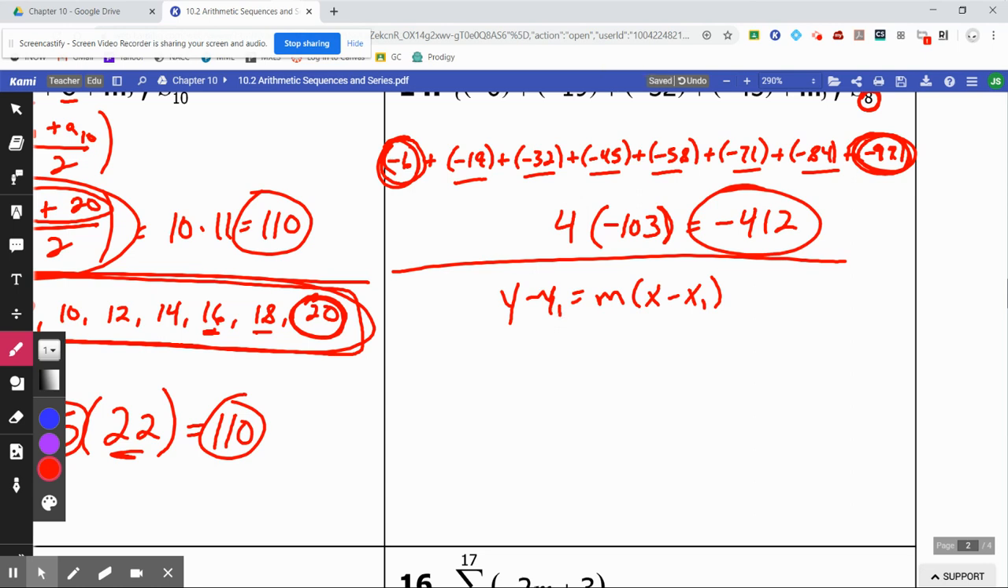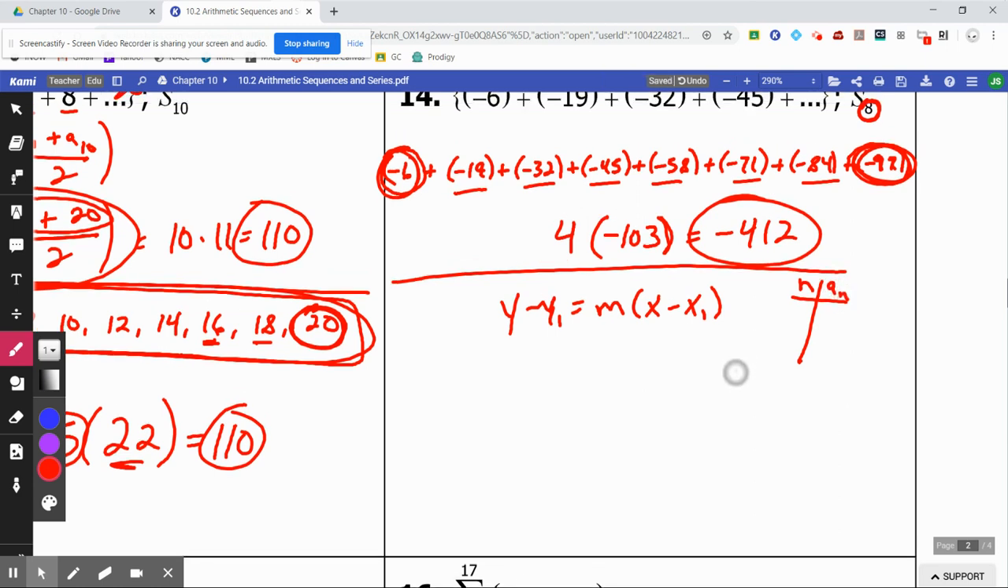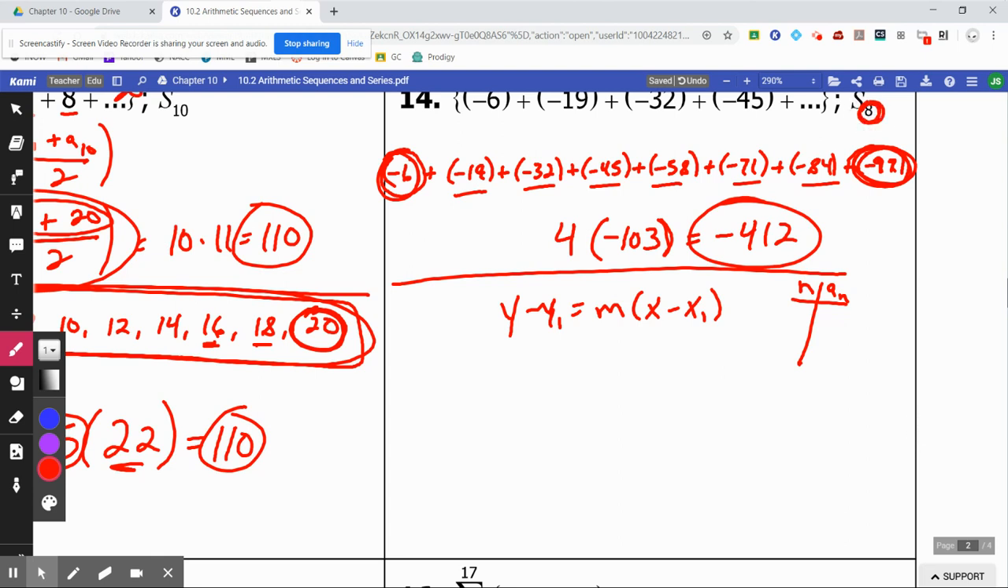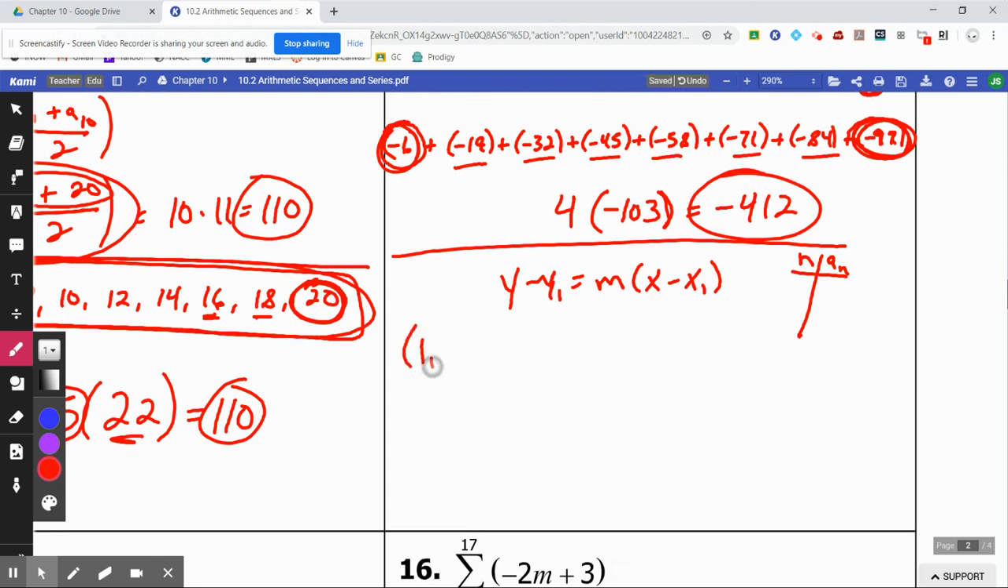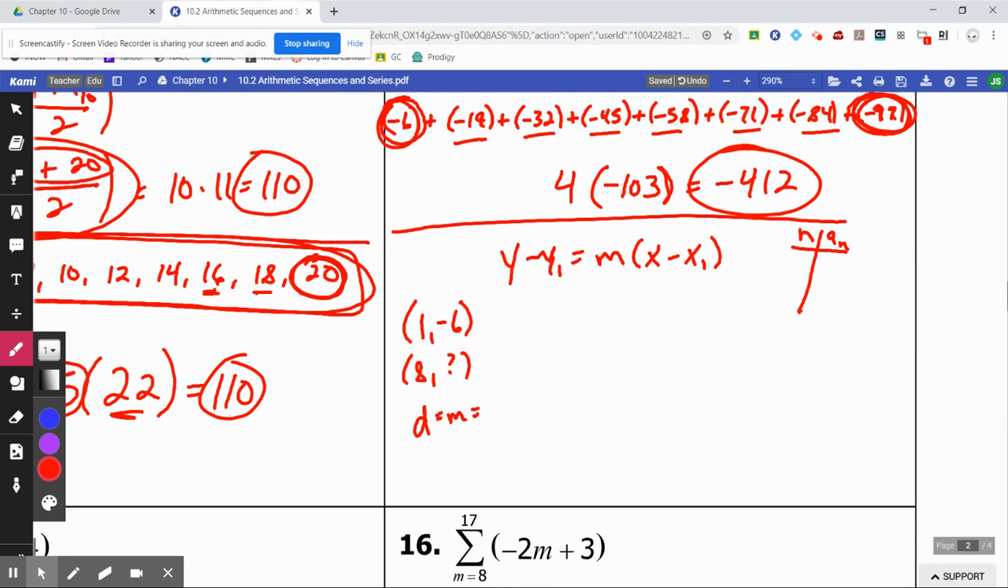Okay, so what are my x's and what are my y's? My x's are the term numbers, the inputs, and my y's are the outputs, the actual term itself. So if I want to know my 8th term, and you can use this with any term, I know my first term is negative 6, and I need to know my 8th term. I know my common difference, which is my slope. In this case, let's say I'm going down 13 each time, so negative 13. We'll just plug all that in.